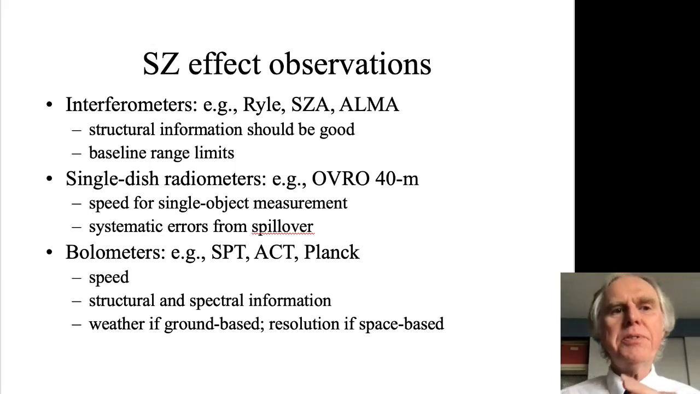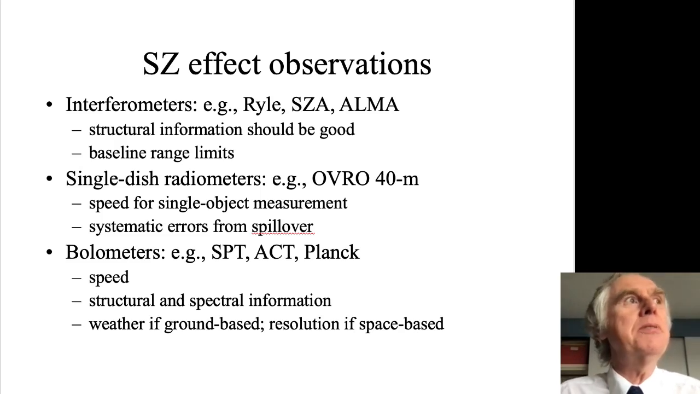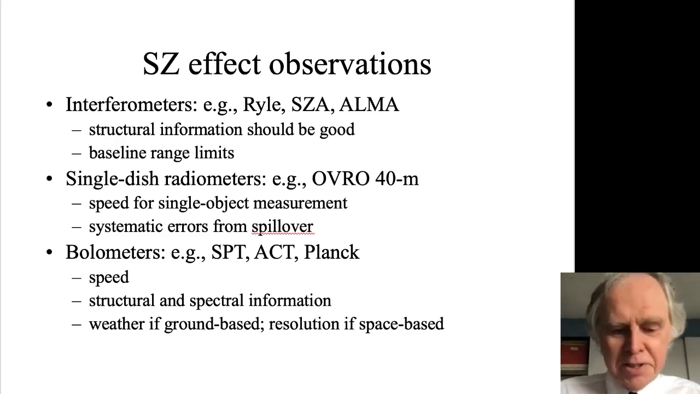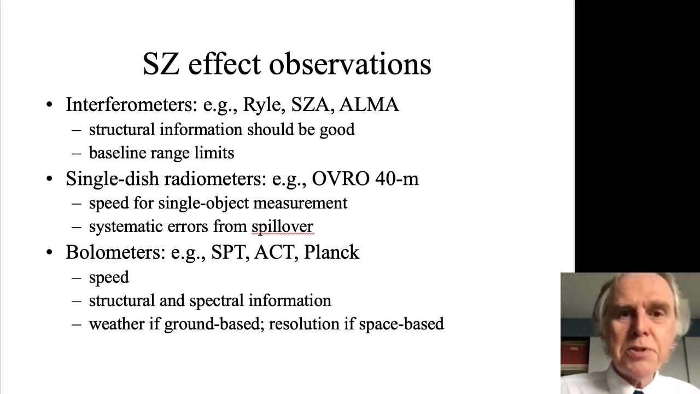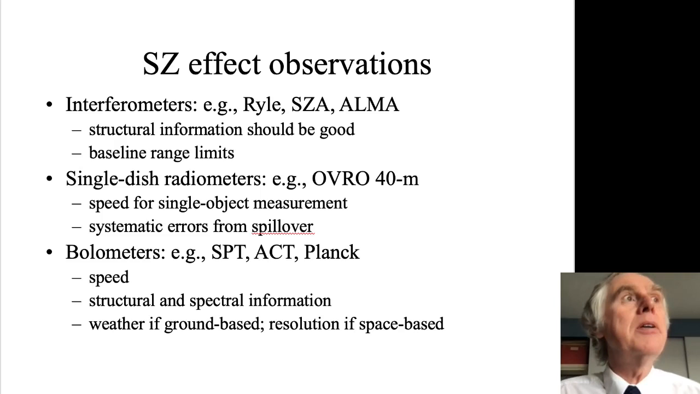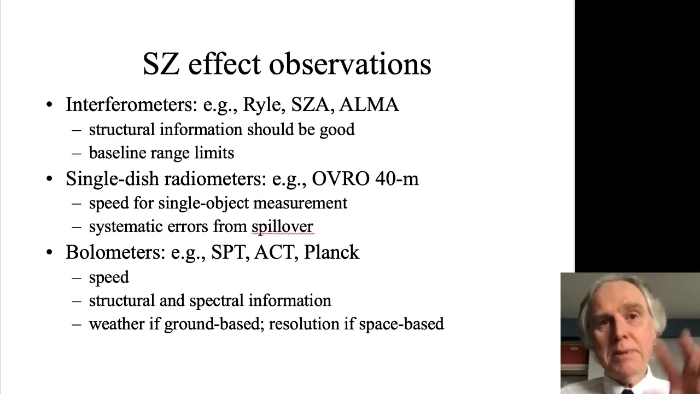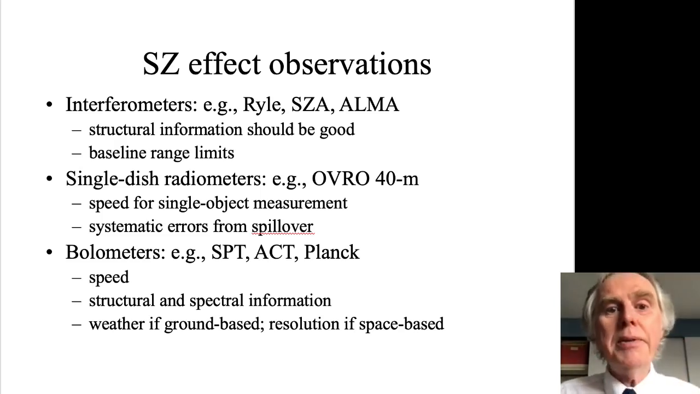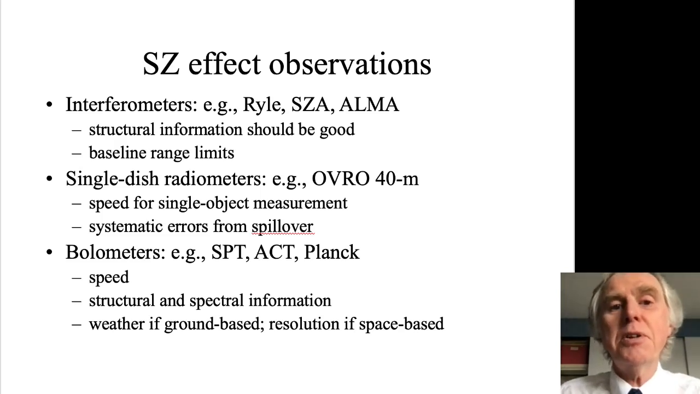So let's now put this in the observational context and work out how you could try to observe SZ effects. There are three principal techniques, one using interferometers, and as we know, interferometers are excellent for measuring structural information. You could try to use single dish radiometers, which integrate over a single beam, and that can be quite fast for a single object, single pointing measurement.